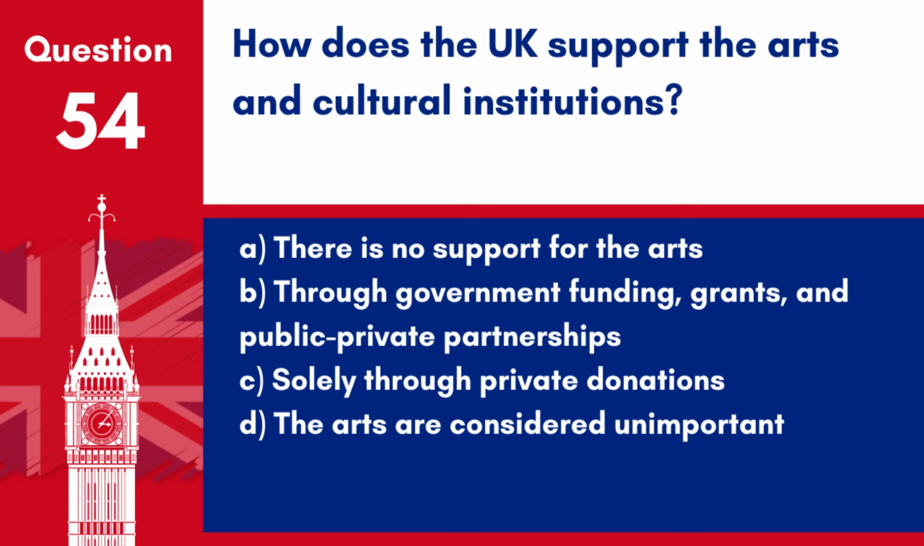Question 54. How does the UK support the arts and cultural institutions? A. There is no support for the arts. B. Through government funding, grants, and public-private partnerships. C. Solely through private donations. D. The arts are considered unimportant.